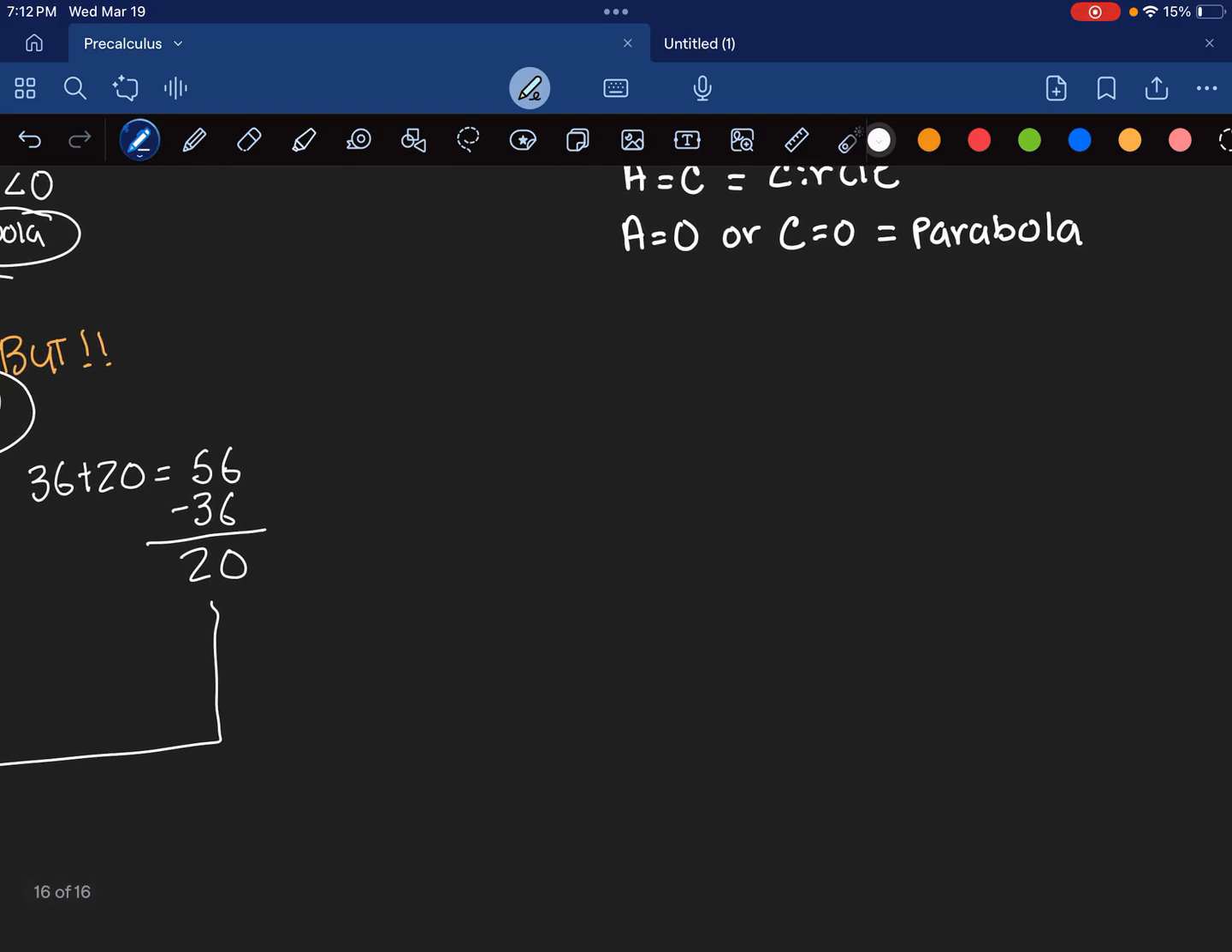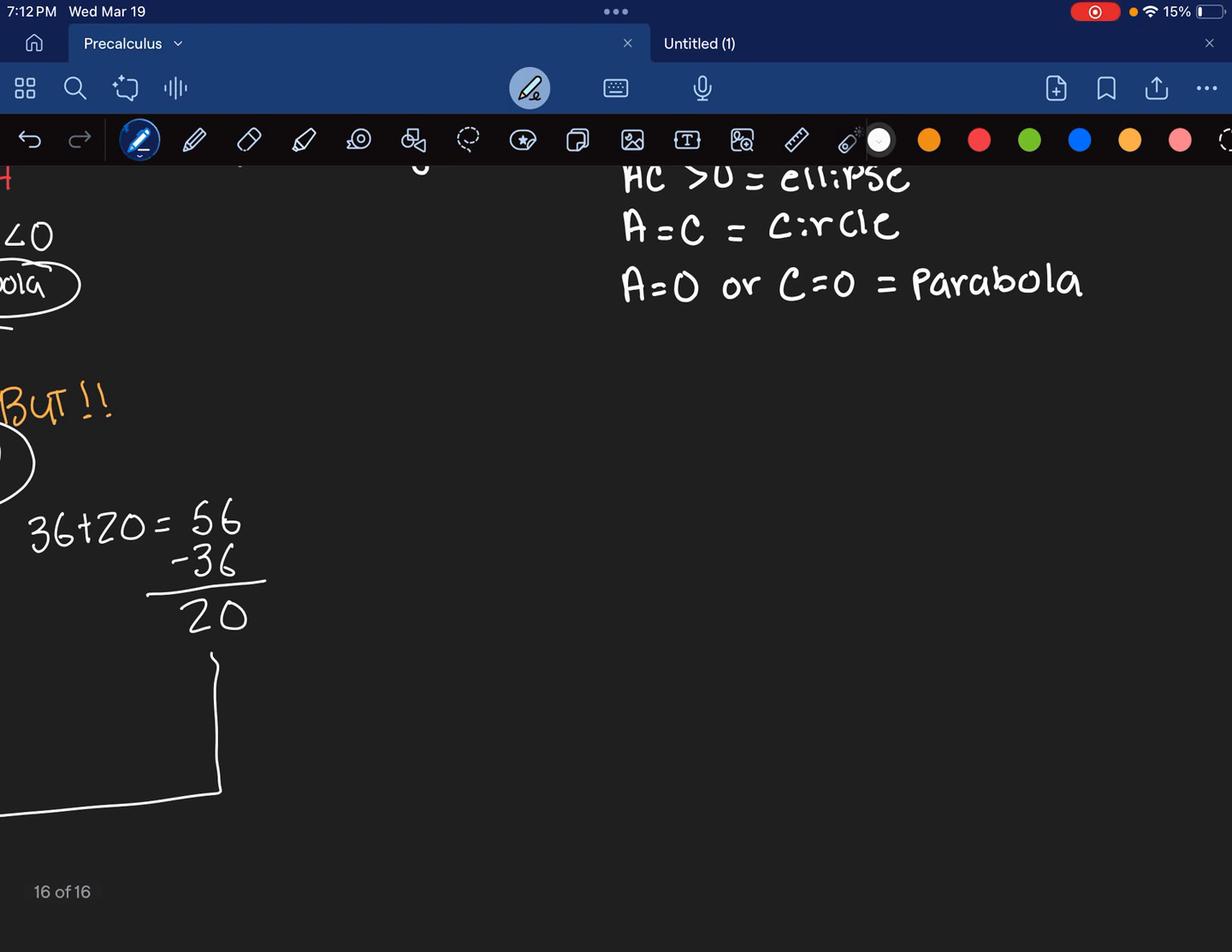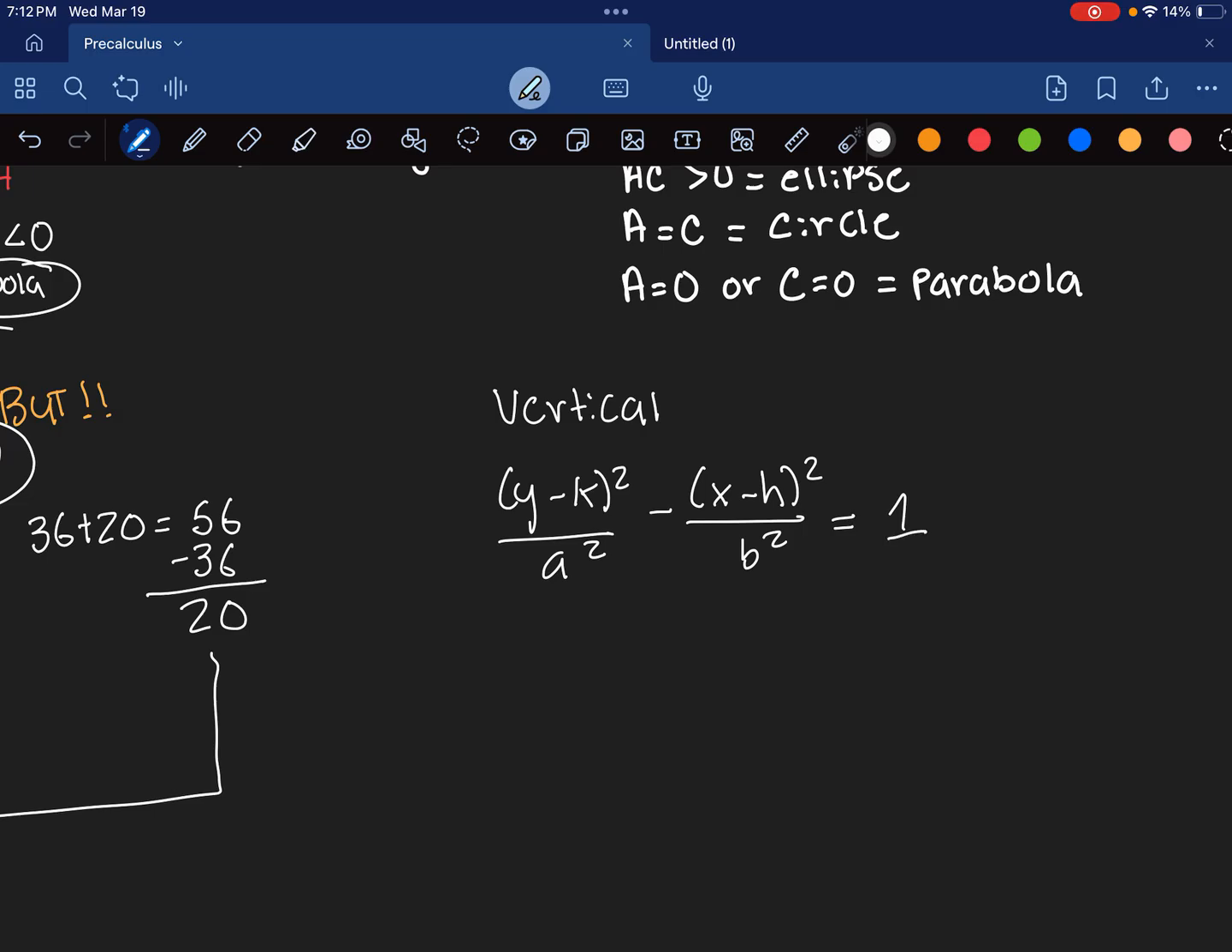So if we go over here, we know that hyperbolas have two parts of equations. So they have a vertical, and that equation comes out to y minus k squared over b squared, minus x minus h squared over a squared, and that equates to 1.